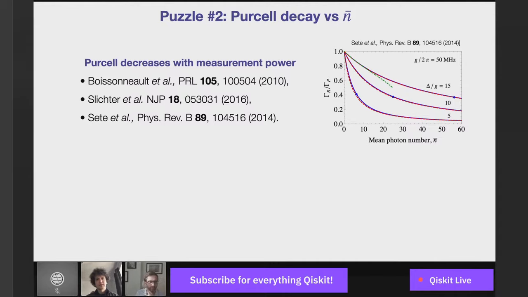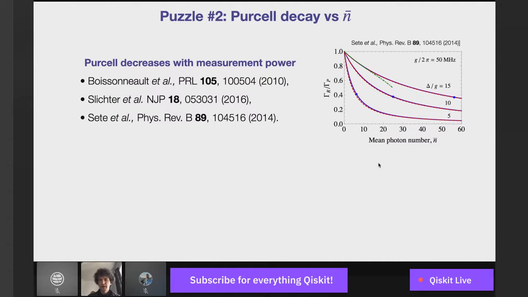You could think about another mechanism in which basically the Purcell decay, so the qubit decaying through the cavity, in a sense, is a spontaneous emission of the qubit immersed in the electromagnetic background of the cavity. You would expect the Purcell decay to be the one that's increasing with n bar. And then that would give you T1 versus n bar, the readout problem. But in fact, refinements of the Jaynes-Cummings theory that I showed you before and the inclusion of dispersive effects actually show that Purcell effect decreases with measurement power.